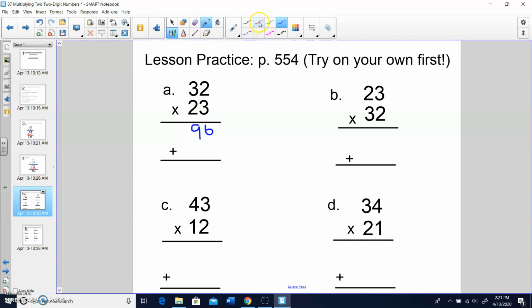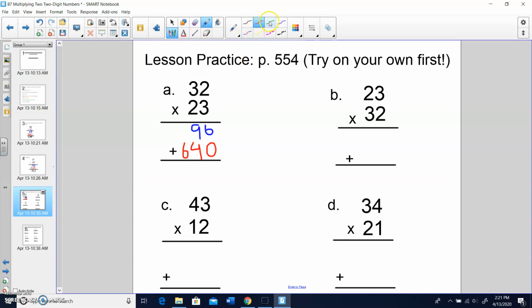Okay, I've multiplied by the ones place. Now let's move to the tens place. Since I'm moving to tens, I'm going to hold my ones place. I don't have anything to put there. So I move to the tens. I want to keep it in the tens place. 2 times 2 is 4. And 2 times 3 is 6.